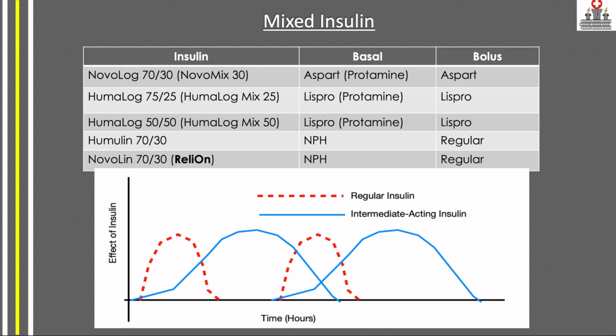So with this administration, patients only require twice a day dosing. However, it's less flexible, and again, it's not recommended in patients with type 1. Why I've put on the bottom of the chart something called ReliOn is because Walmart actually has their own brand of Novolin 70/30, and for patients who are uninsured, again, the cost-effective management of diabetes, this is something you might actually see patients requiring.